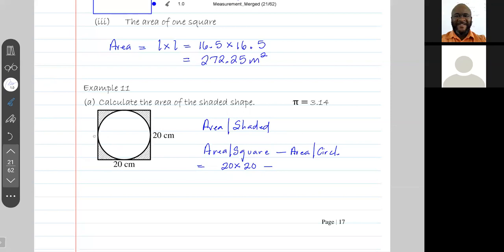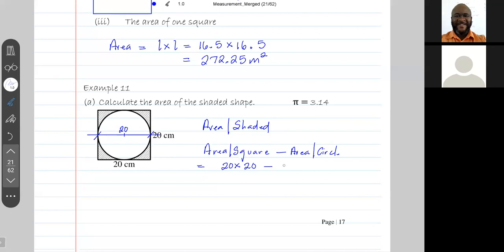All right. So let's see if everybody can see that. What do you call this distance from here to here? Anybody? The diameter. Diameter. So if this is 20, it means that the diameter is also what? 20. And if the diameter is 20, it means that the radius, which is a half of the diameter, is 10.